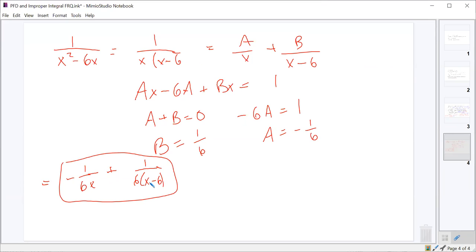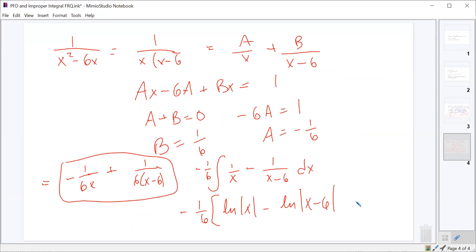And then they wanted you to find the indefinite integral of that. And so in order to integrate that, I would personally take out a -1/6 to just make this 1/x minus 1/(x minus 6) dx. And then you just integrate, you get -1/6 natural log absolute value x minus natural log absolute value x minus 6, just based on how we wrote it, plus a constant there.